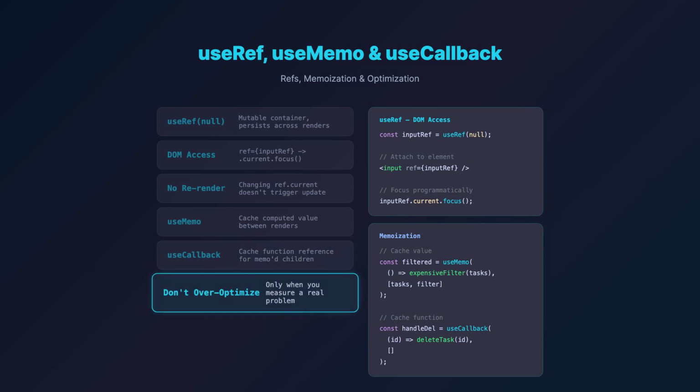But here's the important part. Don't optimize prematurely. useMemo and useCallback have overhead. Only use them when you measure a performance problem, when a calculation is genuinely expensive, or when a child component is wrapped in React.memo. For most components, React is fast enough without them.